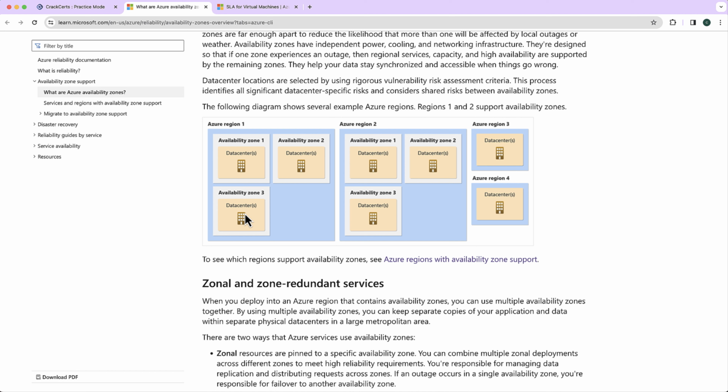So in order to have a 99.99% uptime for your application, you should have at least 2 virtual machines hosted in 2 different availability zones. So in case of a disaster or an unexpected issue, if a data center in availability zone 2 goes down due to some reason, your virtual machine in availability zone 1 will still be available and your application will still be up and running. So this is the importance of having your virtual machines spread across 2 different availability zones. That's how you will achieve 99.99% availability.